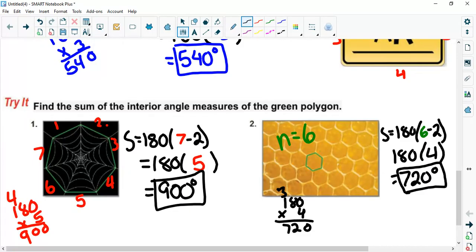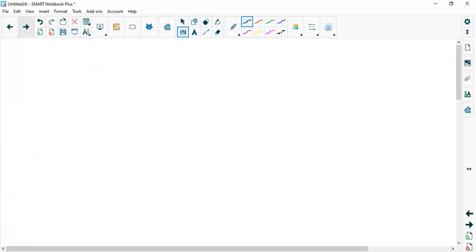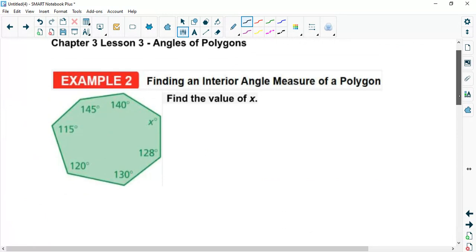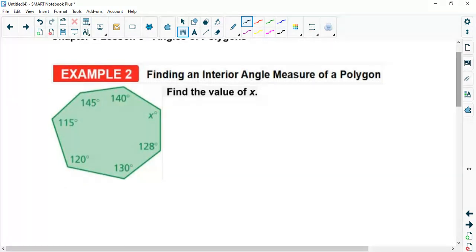Let's now transition and talk about finding one interior angle for any size polygon. We have this green polygon and it says find an interior angle measure of a polygon. So one of our angles is X. And this shape has 1, 2, 3, 4, 5, 6, 7 sides. So in order for us to find this, we first need to find the sum.